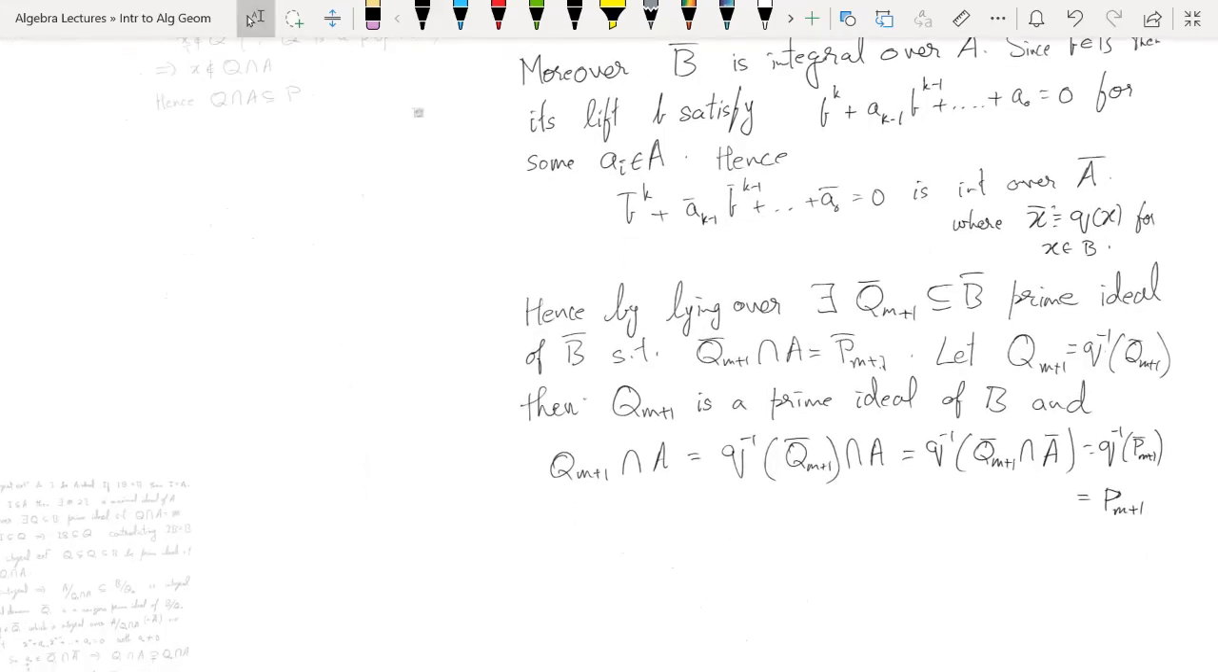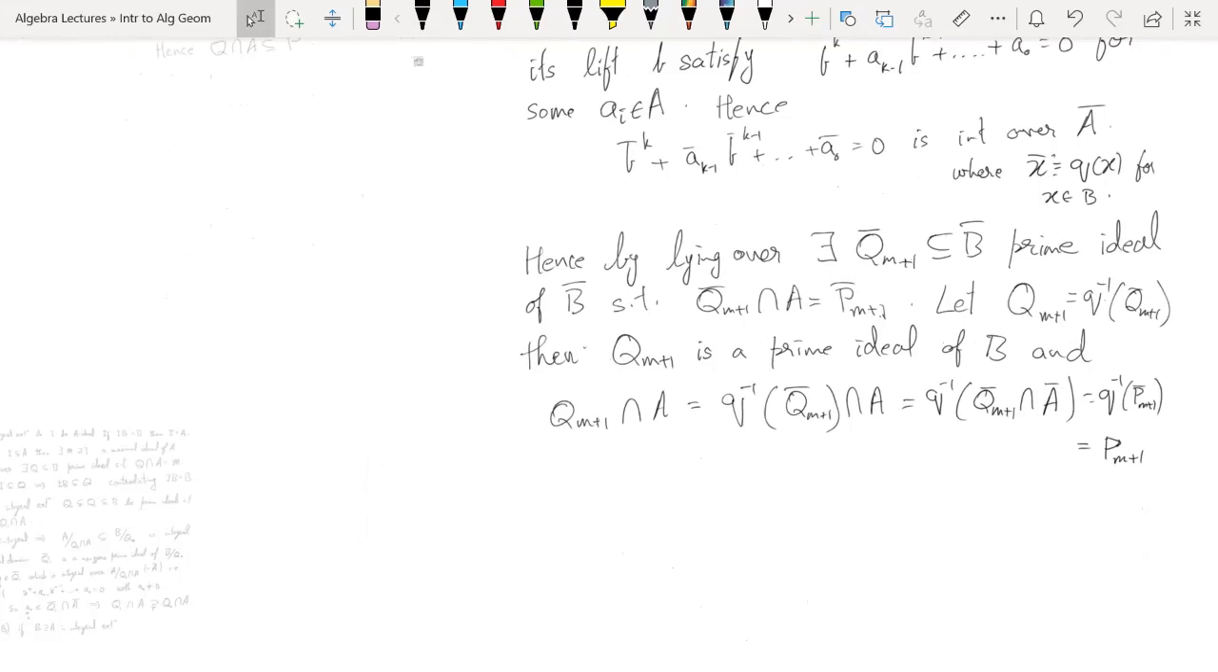Okay, and we know that this QM plus 1 is a prime ideal. Inverse image of a prime ideal is a prime ideal. So it's a prime ideal of B. It contains QM. And what is QM plus 1 intersection A? By definition, this is Q inverse. And that is precisely Q inverse of Q bar intersection A bar, which is Q inverse of PM plus 1 bar, which is the same as PM plus 1.